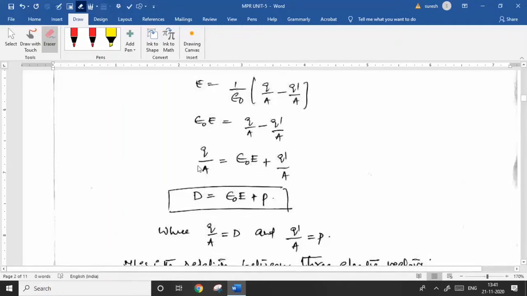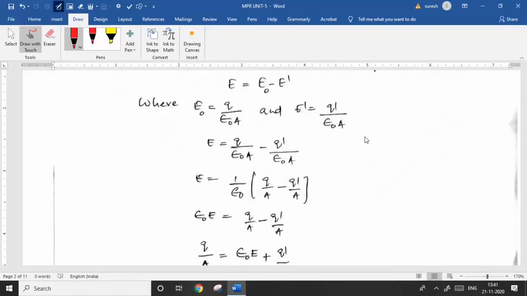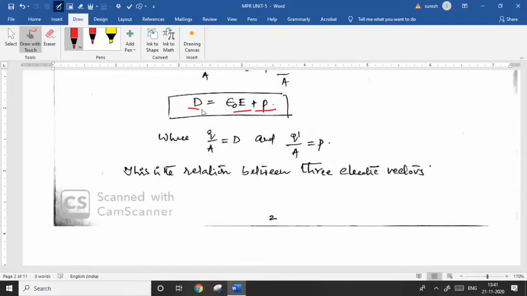And as I know, the electric displacement is nothing but the ratio of charge to the area of cross section, I can represent it as Q by A. Therefore, in place of Q by A, I can put D, that is equal to epsilon naught E plus P. So D is called electric displacement, P is called electric polarization, and E is called electric intensity. The heading of this topic is the relation between three electric vectors D, E and P, and the relation is D is equal to epsilon naught E plus P. Once again, my D is called electric displacement, my E is called intensity of electric field, my P is called electric polarization. Here Q by A is equal to D and Q dash by A is equal to P.